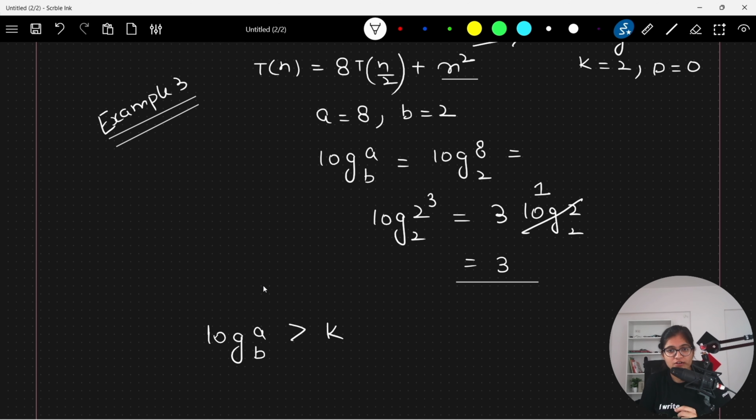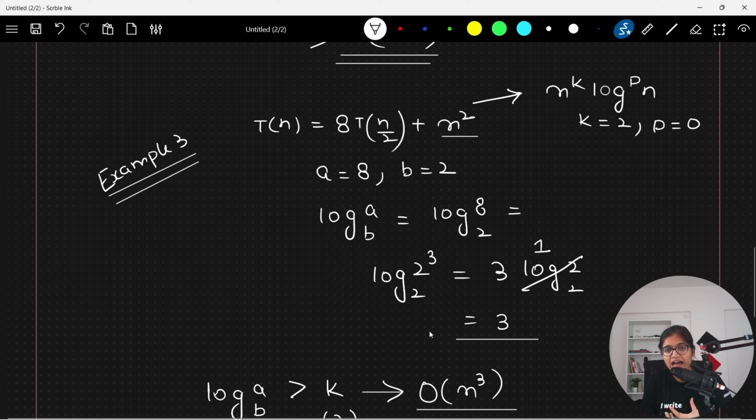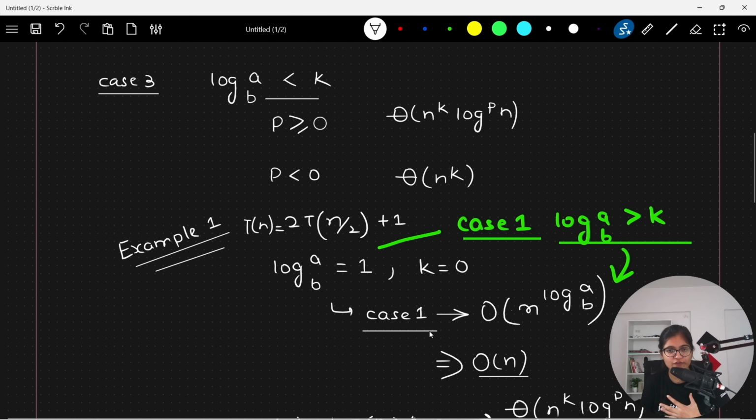Here, if you observe, this value is 3 and this value is 2. That's why this relationship holds. That's why our direct answer will be n to the power log of a base b, which means order of n cube. This is how you can solve any kind of question.